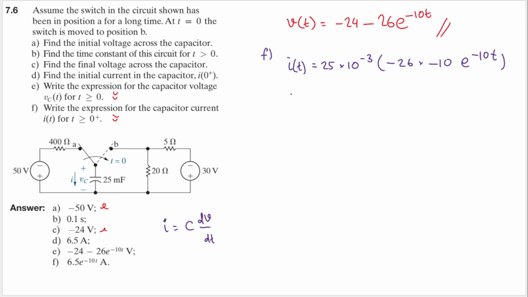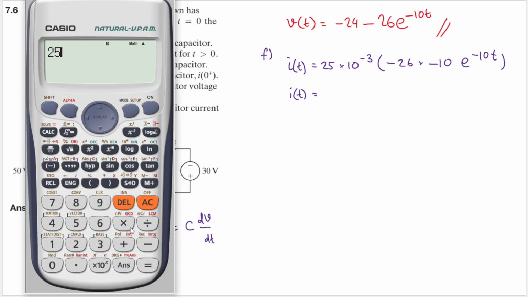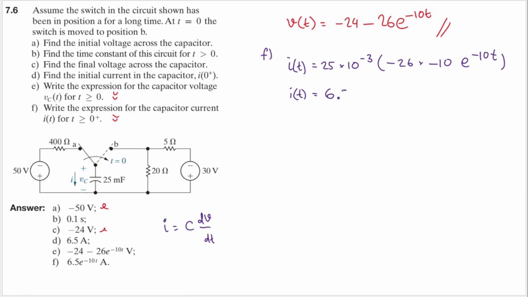Okay, and now let's do the calculator here. We will have 25 multiplied by 10 to the minus 3 multiplied by minus 26 multiplied by minus 10. Okay, and we will have 6.5, and then e to the minus 10t. And the unit here will be ampere. Okay, and we got this.